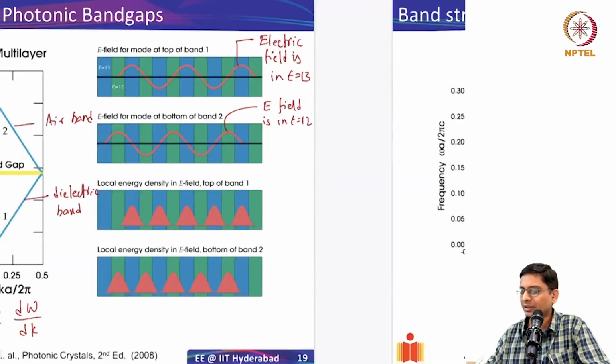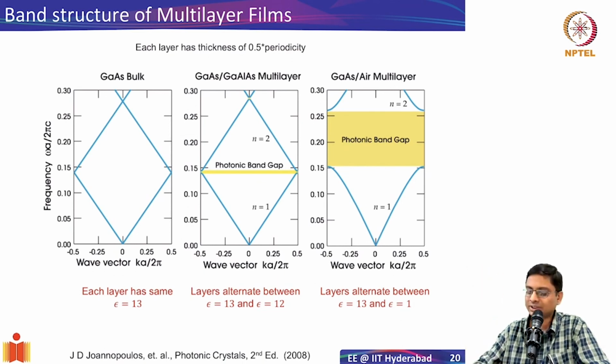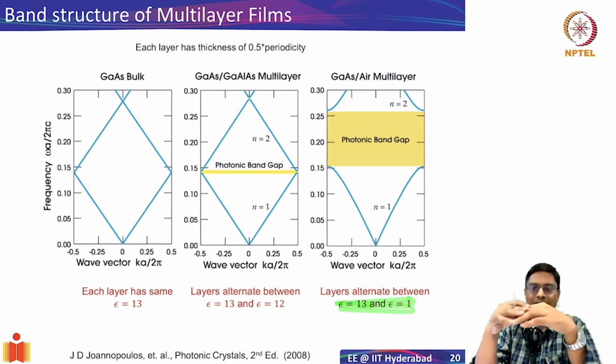So you can even extend this further. Now consider a structure with even higher contrast between dielectric materials. The third graph is with alternating layers of epsilon equal to 13 and 1. Epsilon equal to 1 means air. So air separated by gallium arsenide layers.